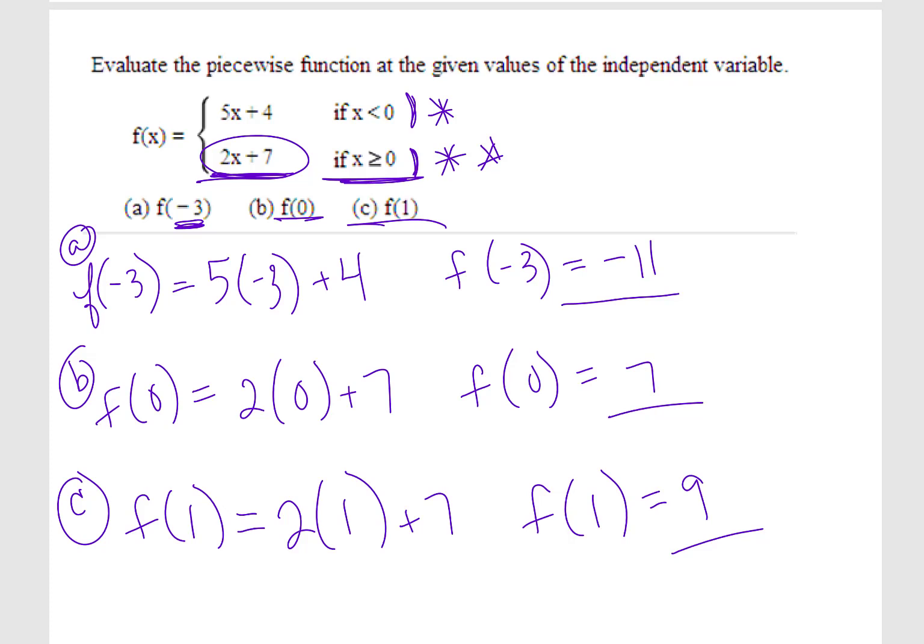So two different functions, well, I say different functions, but two different expressions that we're plugging things into depending upon what criteria it meets. Is it less than 0 or is it greater than or equal to 0? So make sure you pay attention to that. But depending on what your x is, then we determine, oh, that would be at this part of the function.